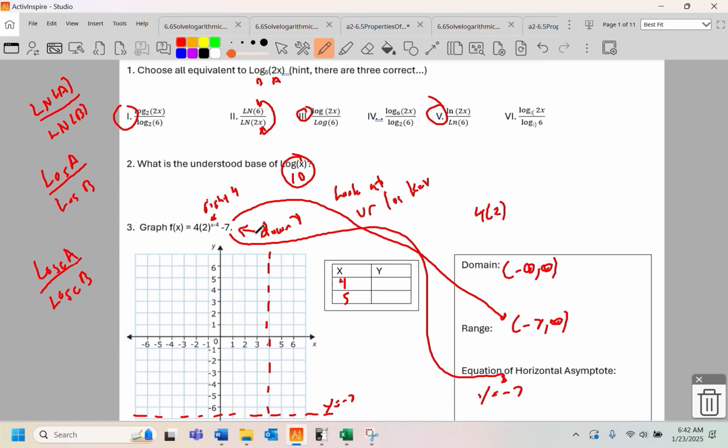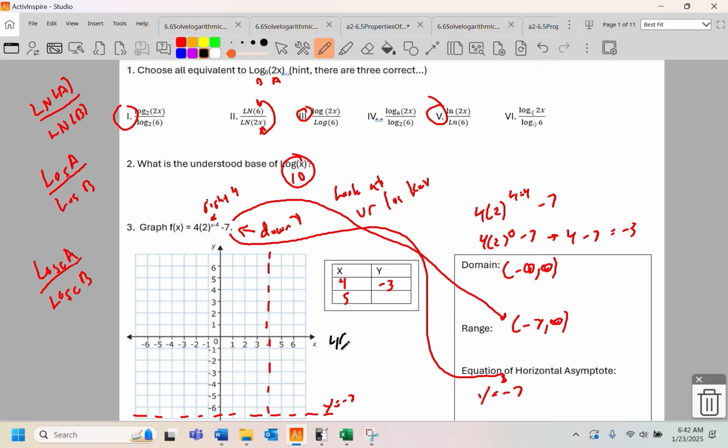4 times 2, x is going to be 4. 4 minus 4 minus 7. That's a minus sign. So this becomes 4 times 2 to the 0 minus 7. Anything to the 0 power is 1. So I have 4 minus 7, which is -3. I should get something a little smaller when I plug in 5, because I know, actually I should get something bigger. This is actually growth.